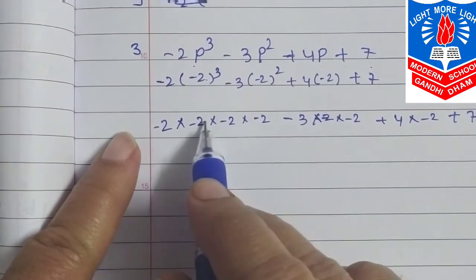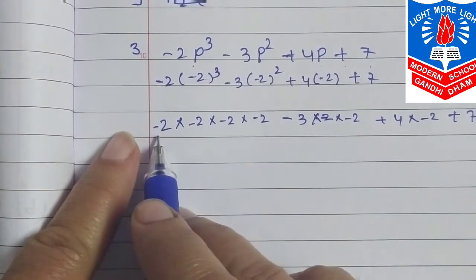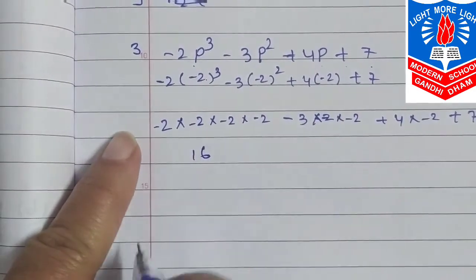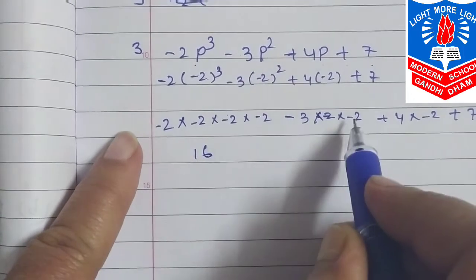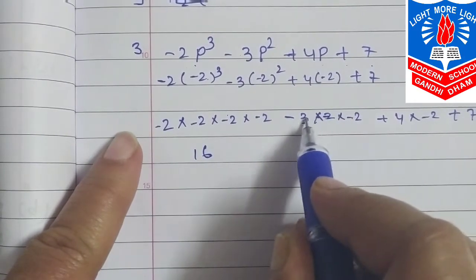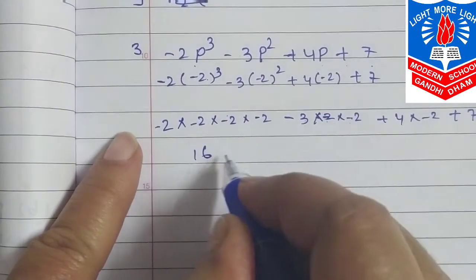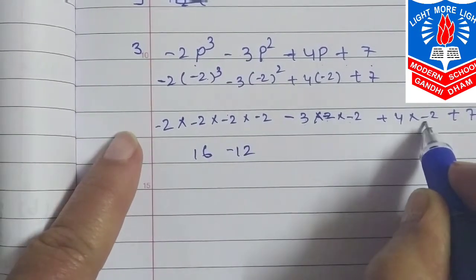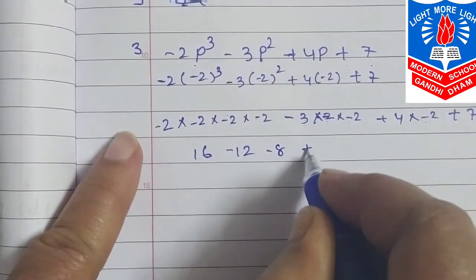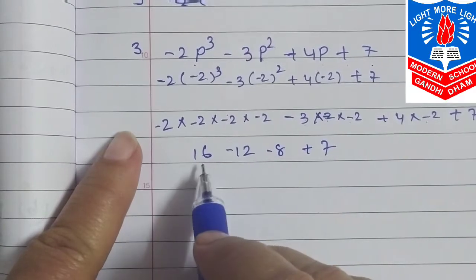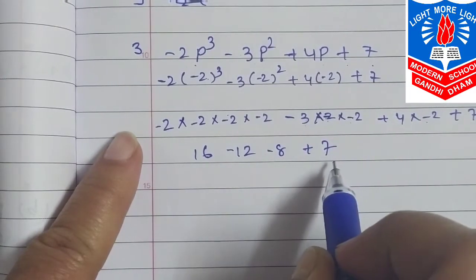Okay, here 1, 2, 3 and 4. Here is 4 times minus 2. It means the answer is plus 16. इसका कितना हो जाएगा? Plus 16. Here 1, 2 and 3. 2 2s are 4, 4 3s are 12. Minus 12. And here minus 8. And here 7.